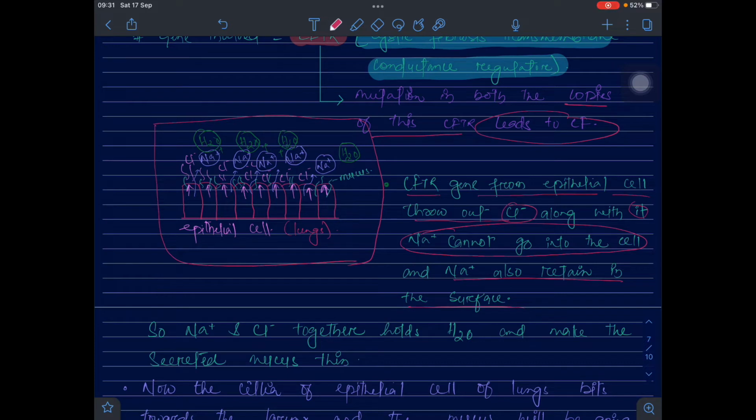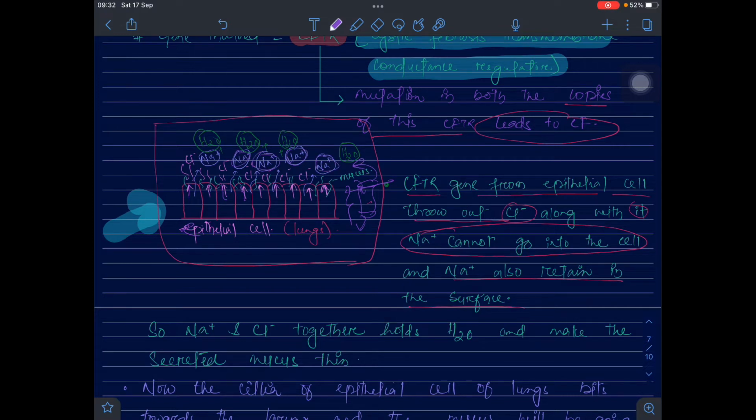See here in the picture, this is the epithelial cell of the lung. In a normal person, the chloride will come out from here, given out by the epithelial cell. Once the chloride is given out, the sodium from the nearby channel, which would go inside the cell, will be inhibited, so the sodium is also retained on the surface itself. See here, there will be lots of sodium.